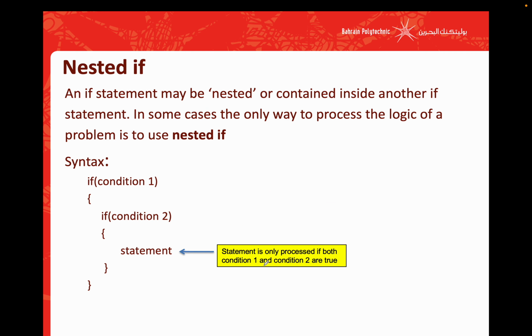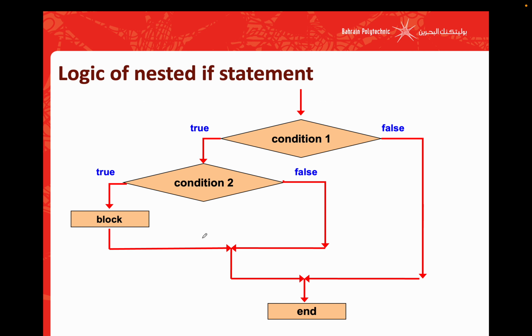Okay, now the first multiple condition we saw was cascaded if. The next one that we have is nested if. And nested if looks something like this. You have an if condition, and within the brackets of that if condition, you have another if condition. Okay, and within this one, you can have another if condition. So that's why it's called nested, because it's one within the other. Okay, and this is how it looks.